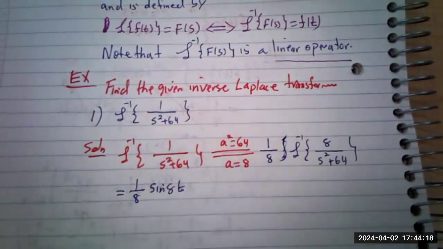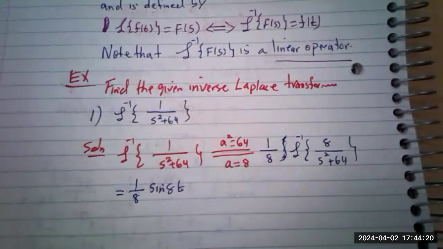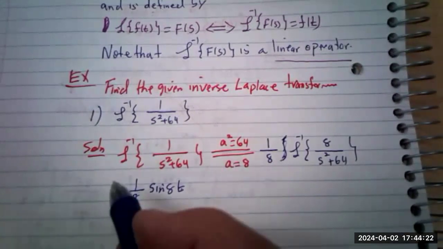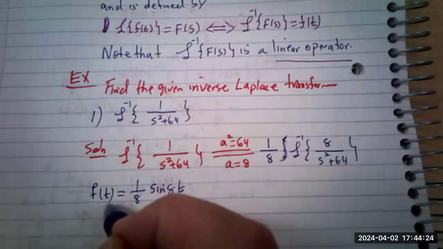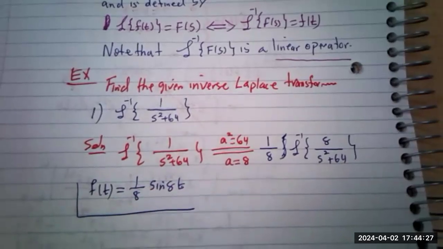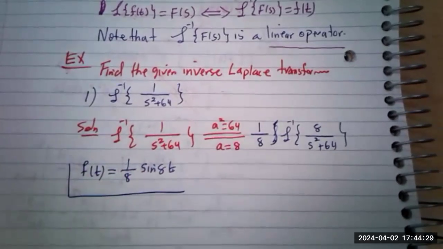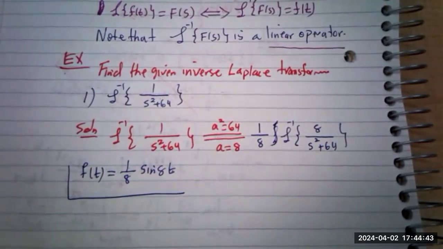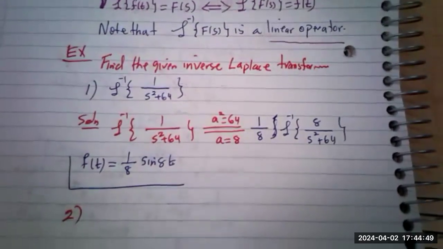Okay, we're done. So f of t, if you like, f of t would be 1 over 8 sine of 8t. So if you find the Laplace of 1 over 8 sine of 8t, you arrive at whatever is given to you. Any questions? So quickly, you can find out. If it's going to be cosine, it's going to be s on the top. Okay. So that was the first one. Any question? Let's make it more fun.